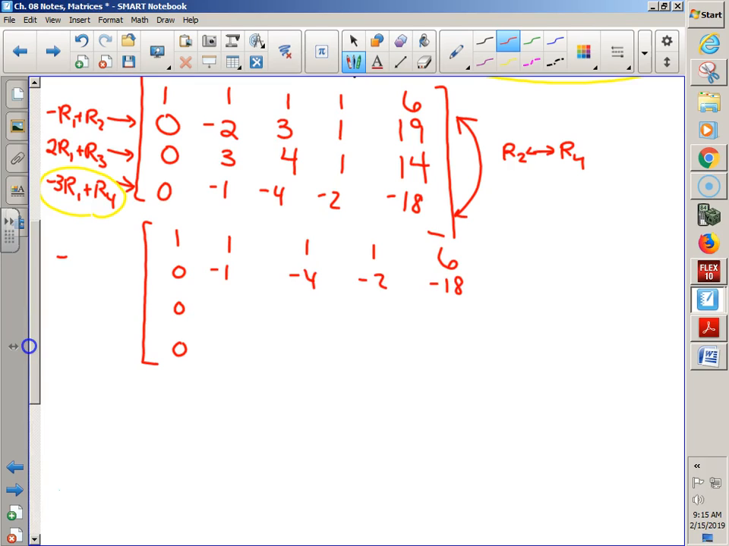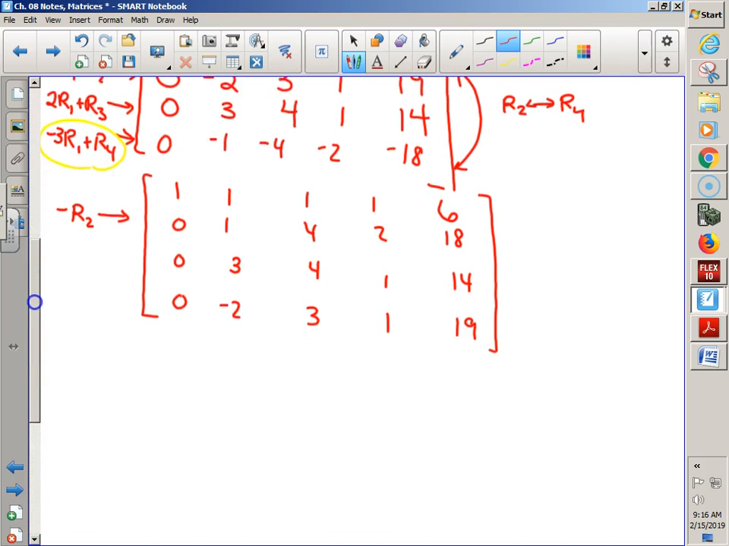Can I just do a negative row 2 right now? Is that okay? Because I want a 1, so let's just take away all those negatives. Okay, sweet. So I swap the rows and I multiply that row by a negative. Now, hold on. This guy's next, so 3, 4, 1, 14. And that guy's next, -2, 3, 1, 19.